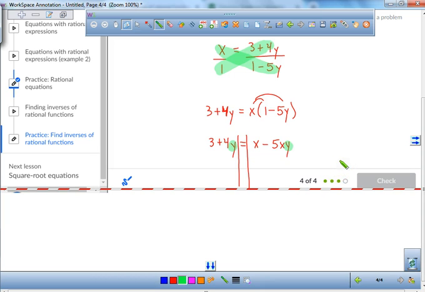Now, some students might be asking, well, last time you moved them over here, could I technically move everything over here? Sure, but then I'd have a negative 4y and a negative 5xy, and I'd rather just stay more positive, because this world is crazy enough as it is. So let's just keep things positive, people.